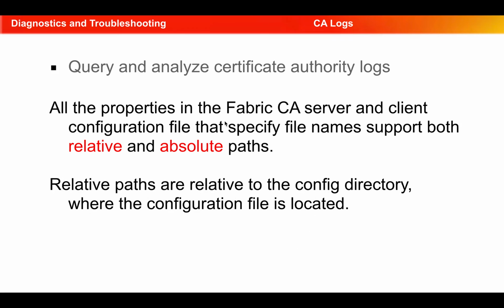Next, all the properties in the Fabric CA server and client configuration file that specify file names support both relative and absolute paths. Relative and absolute paths are very commonly used in every programming language. Relative paths are relative to the config directory in Hyperledger Fabric, where the configuration file is located.